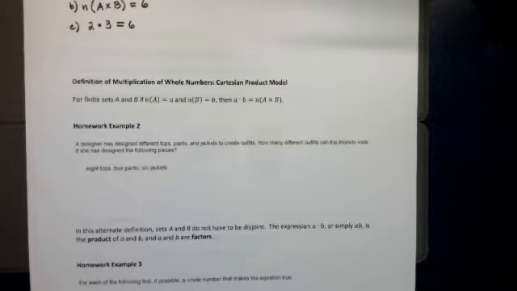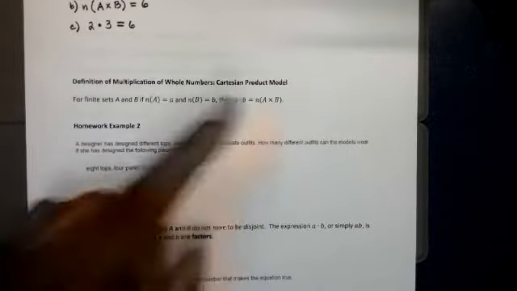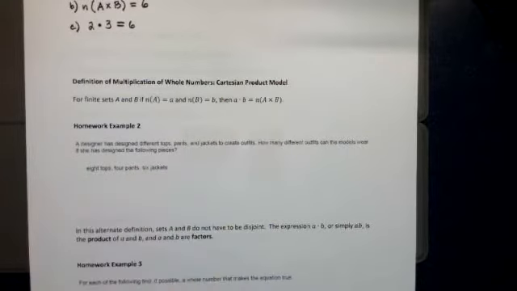Now here's the definition of multiplication of whole numbers using the Cartesian product. For finite sets A and B, if the number of elements in A is equal to little a, and the number of elements in set B is equal to small b, then a times b represents the number of elements in the cross product of A and B, which I just illustrated in that first homework example.